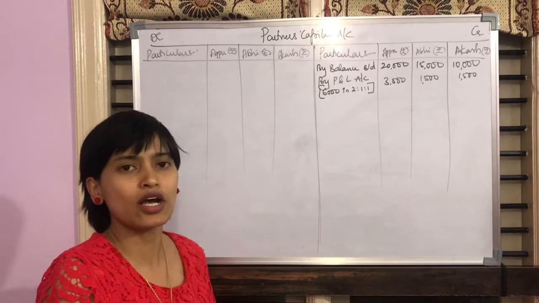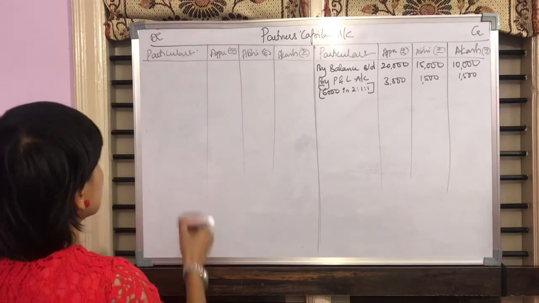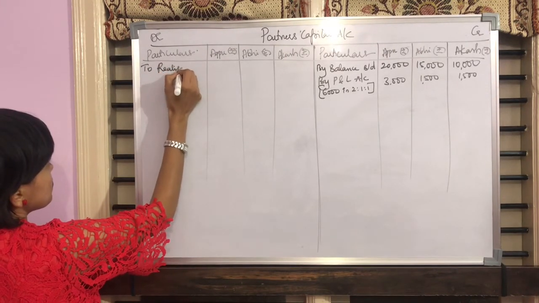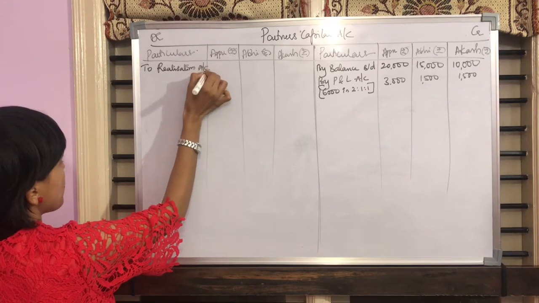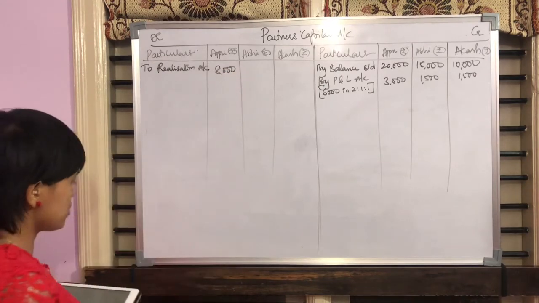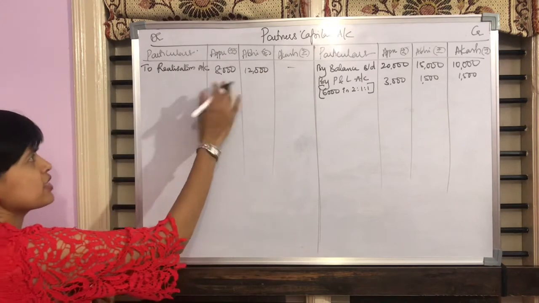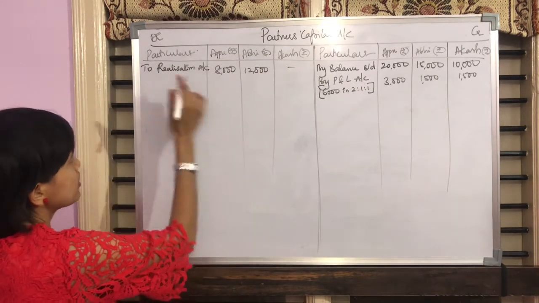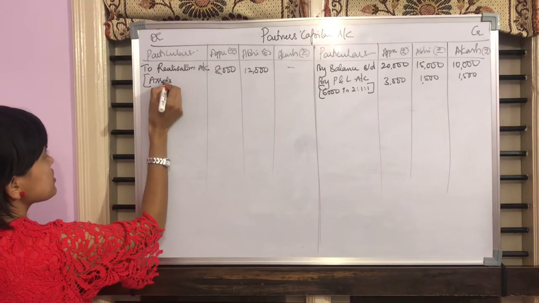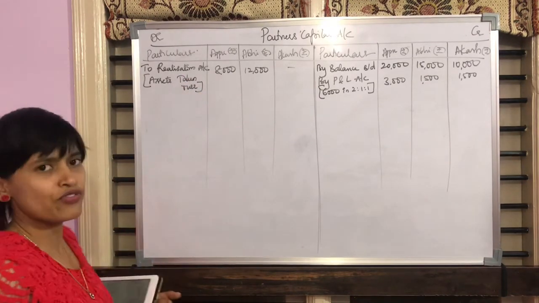Now in realization account, we have partners who have taken over the assets. So first we will show that on the debit side. To realization account. Apu has taken over the asset of rupees 8,000 and Abhi has taken over the asset of rupees 12,000. So you can write it together as 8,000 and 12,000 in respective amount column, and in bracket you can write it as assets taken over.